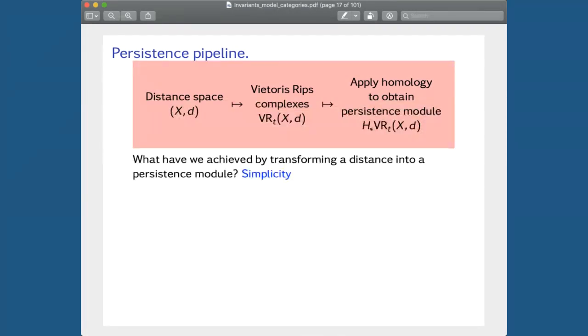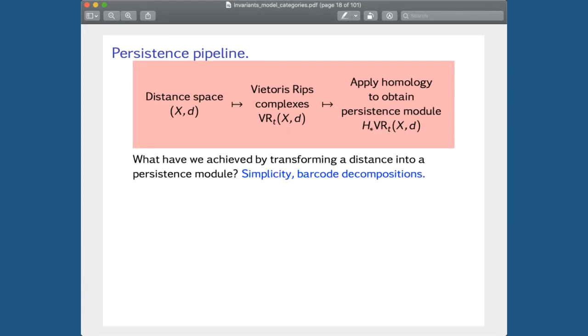Why do we achieve simplicity? Because there is a decomposition theorem that states that all indecomposable persistent modules are bars, and there is this bar decomposition of persistent modules. Every persistent module can be identified, can be enumerated, by a sequence of pairs of real numbers that satisfy certain inequalities.